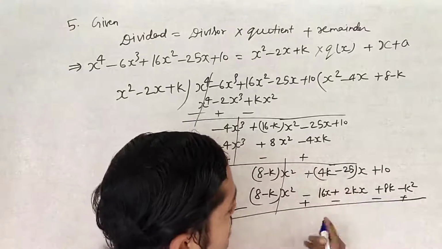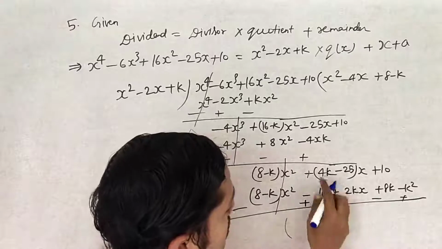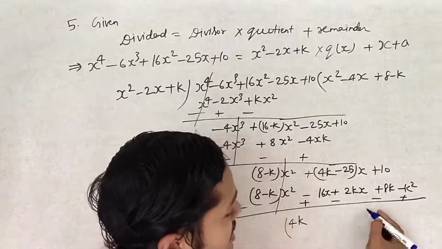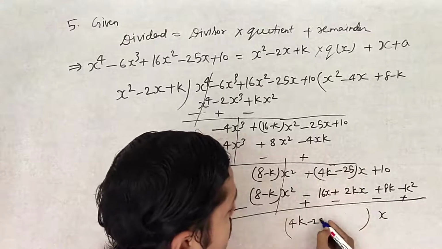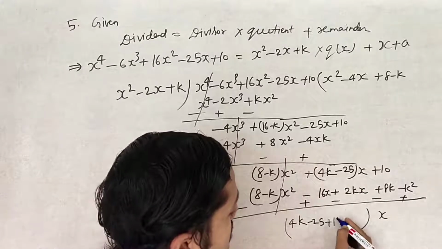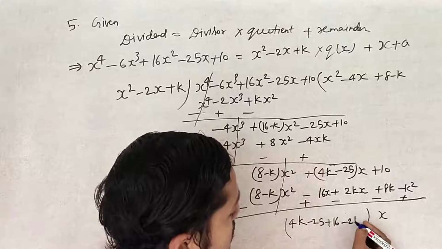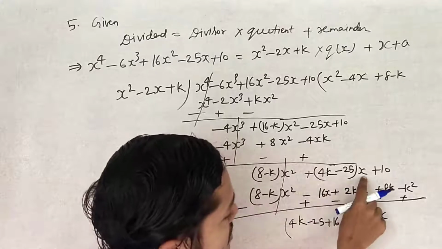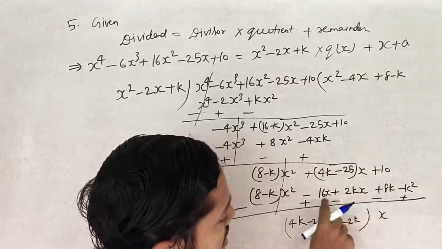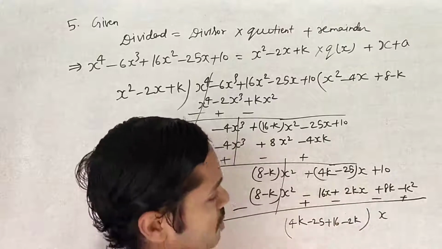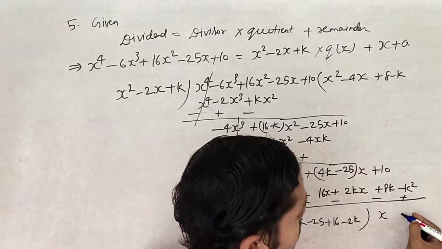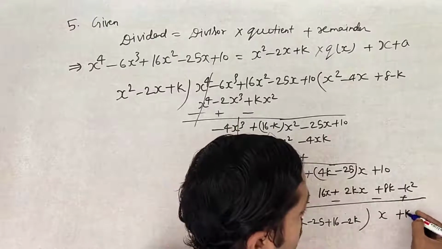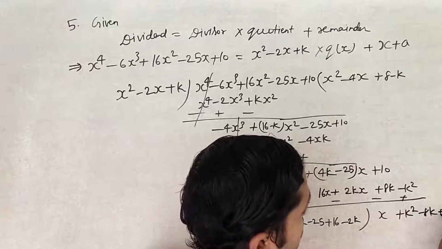Now look at this one, 4k. This one we are taking common directly. Look at it, 4k, we are taking x common directly. Look at it, 4k minus 25 plus 16 minus 2k. There is already x common. We are taking common this one and keeping it in a separate box. Now look at how much this one is: k² plus k² minus 8k plus 10.